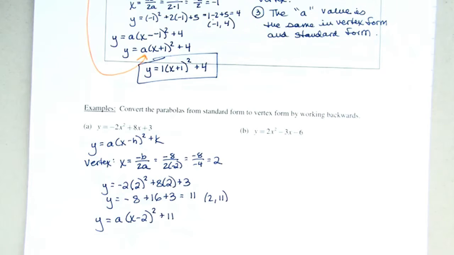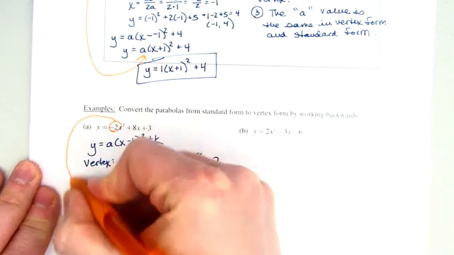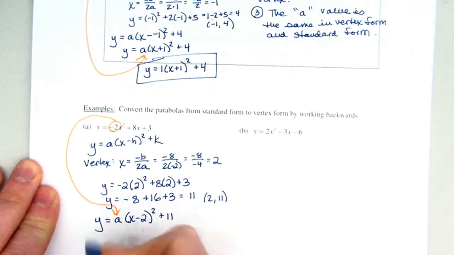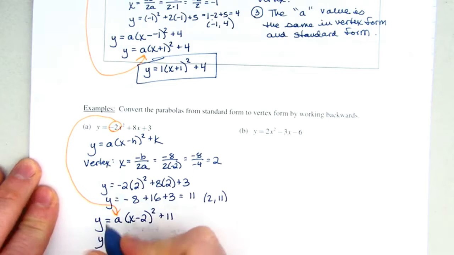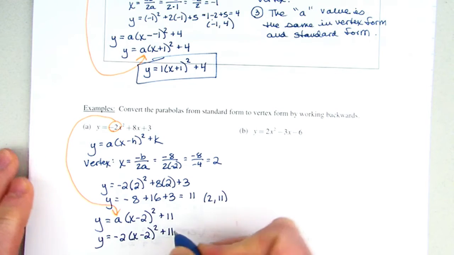Just need the a value. But that should be easy. What's my a value? A is the same as it was in standard form. In standard form, my a value was negative 2. I'm just going to fill that in. My parabola is on the screen. Oh, yeah, I am. What do you know? y equals negative 2 times x minus 2 squared plus 11.